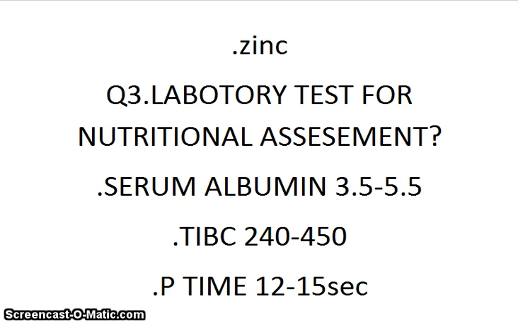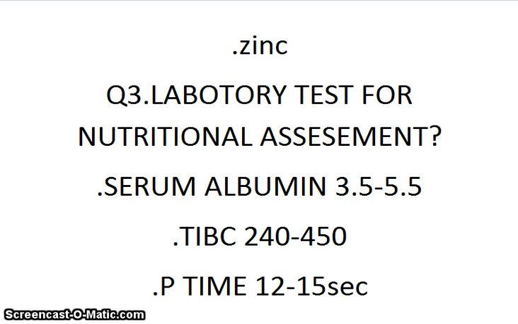Next is total iron binding capacity. The normal range of total iron binding capacity is 240 to 450 per deciliter, and a decrease in total iron binding capacity signifies there is a high level of iron, whereas an increase in the value of TIBC signifies there is an iron deficiency anemia.